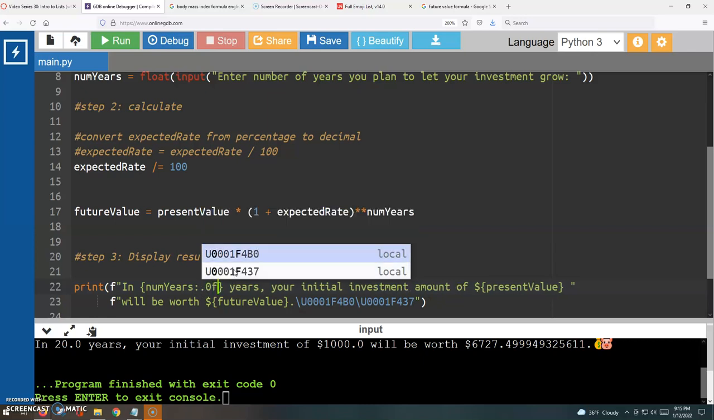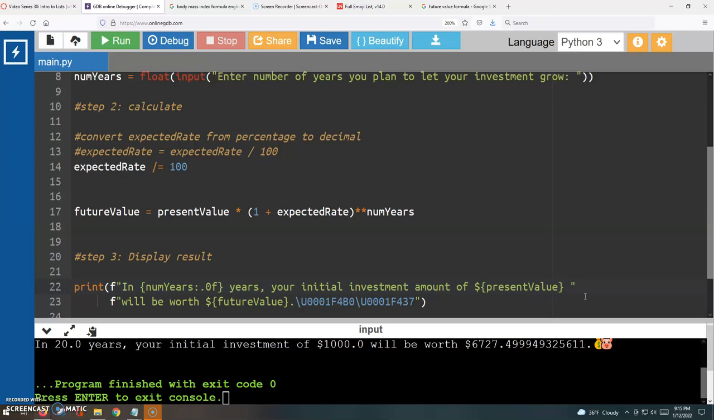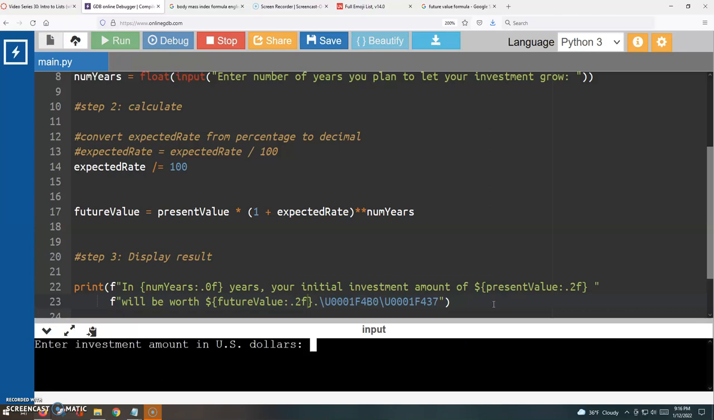And then I have to put the letter F. That'll do it. So now this one, the money, the present value, again, I want 2 decimal places here. All right, so same pattern. We're going to put a colon, a decimal point, and then a 2 there because I want 2 decimal places, and then I'll add the letter F. Okay, one more time with the future value. Look at that. I don't want that long, ugly decimal. I'm going to get in there. I'm going to put a colon, decimal point, 2 because I want 2 decimals because it's money, and then the letter F. So we'll run it again.